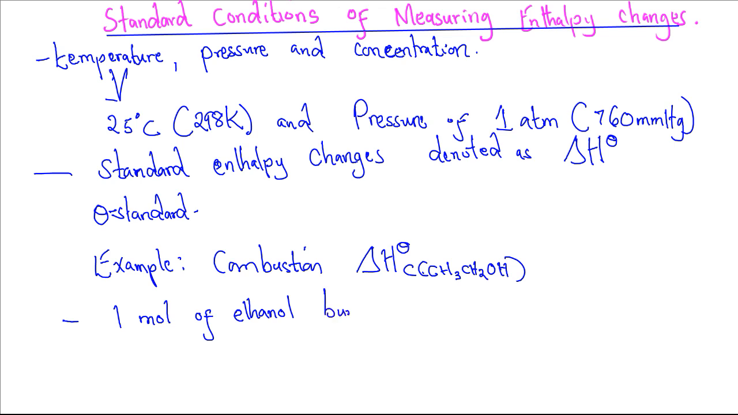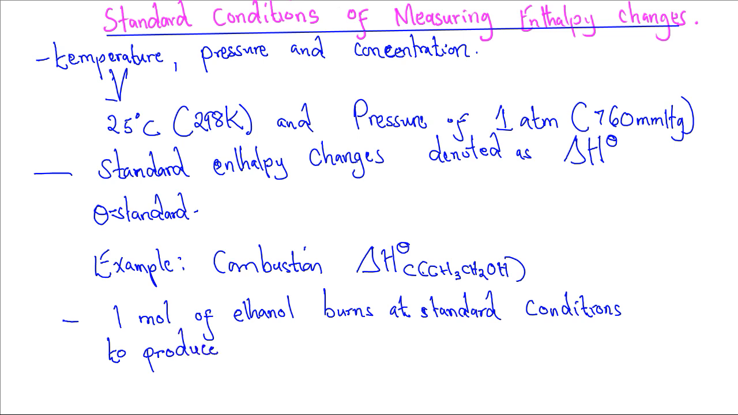For example, 1 mole of ethanol burns at standard conditions to produce carbon dioxide and water. At the same time, there is production of 1370 kilojoule of heat. The thermochemical equation for this reaction will be written as follows.